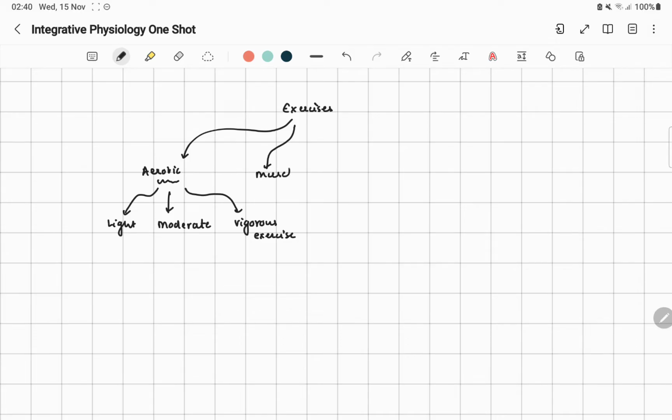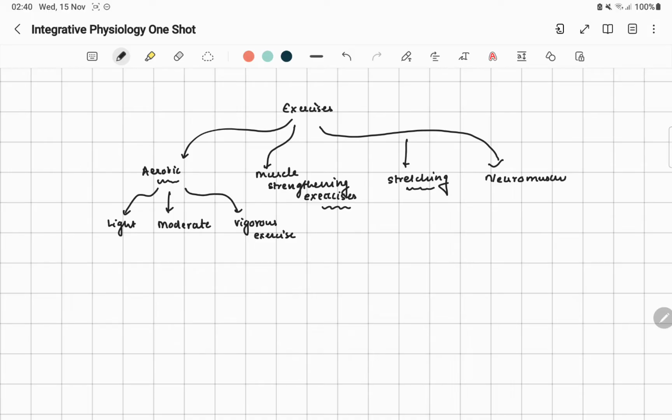Then we have muscle strengthening exercises, like sit-ups, push-ups and all your gym exercises. Then you have stretching exercises, like yoga and other exercises for flexibility. Then you have neuromuscular exercises, which are useful for maintaining balance and your proprioception.